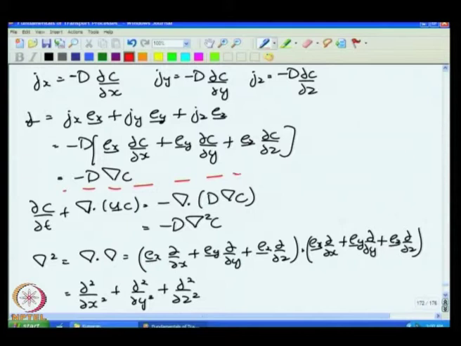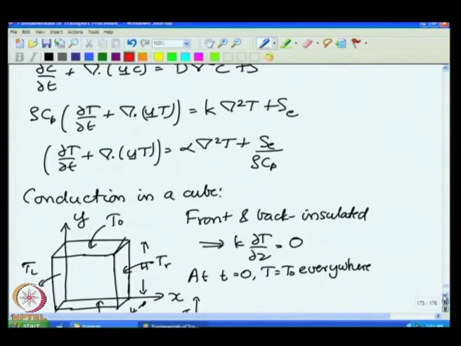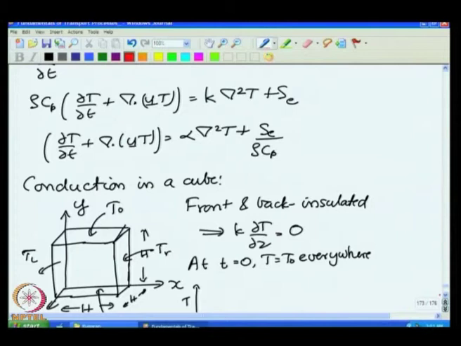And this was the form that we ended up with for the conservation equation of mass. Similar form for the conservation equation for energy, except that we substitute temperature instead of concentration, and we substitute the thermal diffusivity instead of the mass diffusivity. Then we started solving a simple problem, the heat conduction in a cube. Note that this is now a 2-dimensional problem, it is not unidirectional. There is transport both in the x and the y directions.